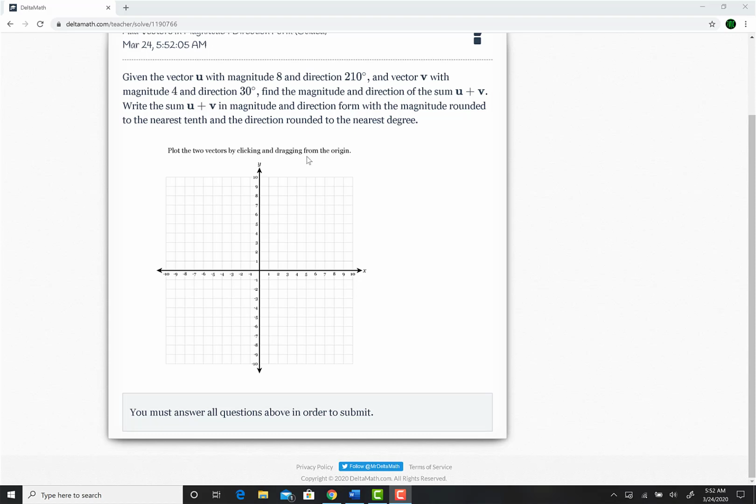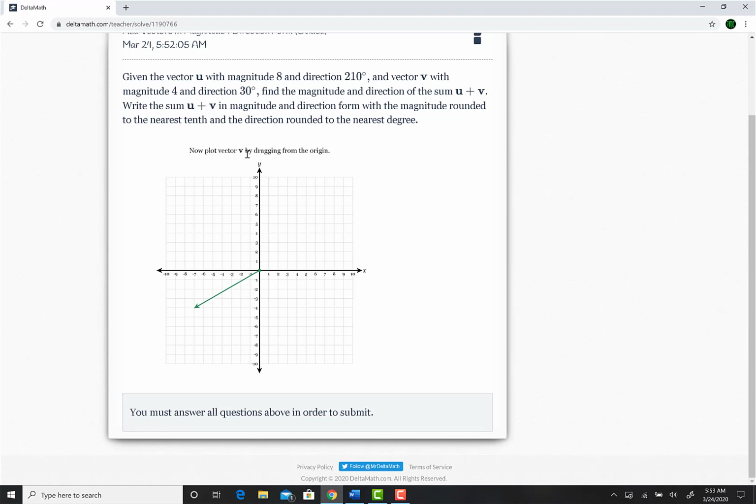It says plot the two vectors by clicking and dragging from the origin. So we already did, so let's see, 8 at 210 degrees. That's in quadrant 3, and then magnitude 8. So it tells me the magnitude of the vector there, 8, and I want it at 210 degrees. So 210. Now I gotta stretch it. There we go, 210. It's easier if you have a mouse, guys.